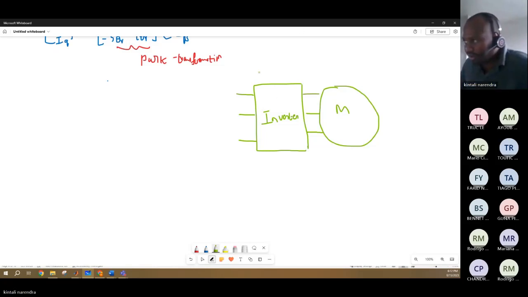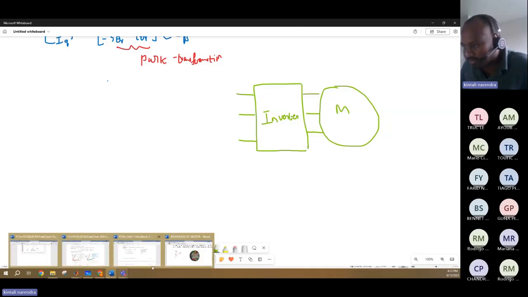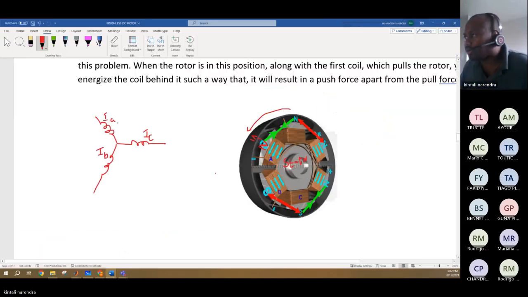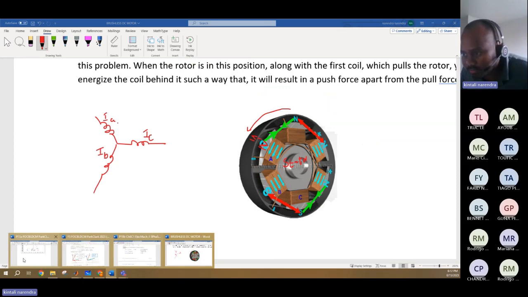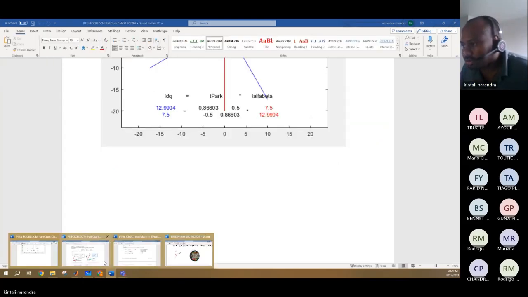So to this inverter, what you will do, like if you take this one, not this diagram, wait, field-oriented control less.